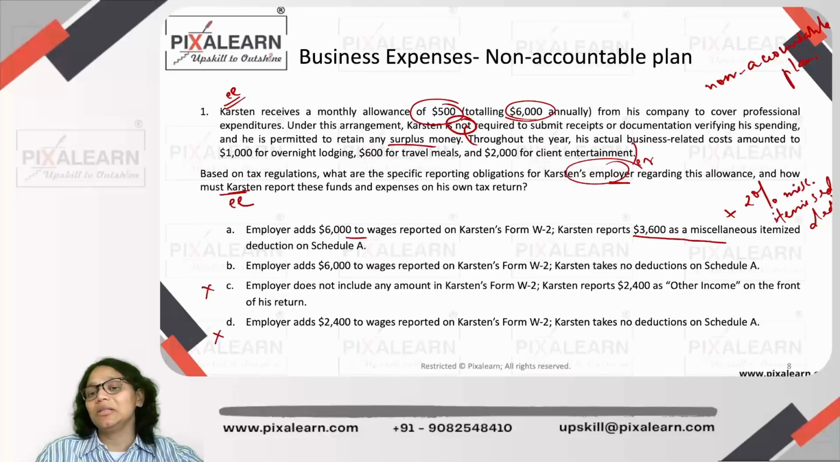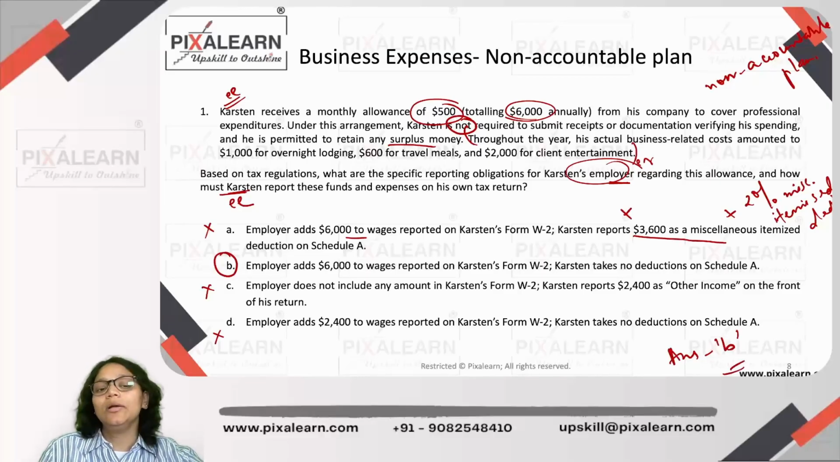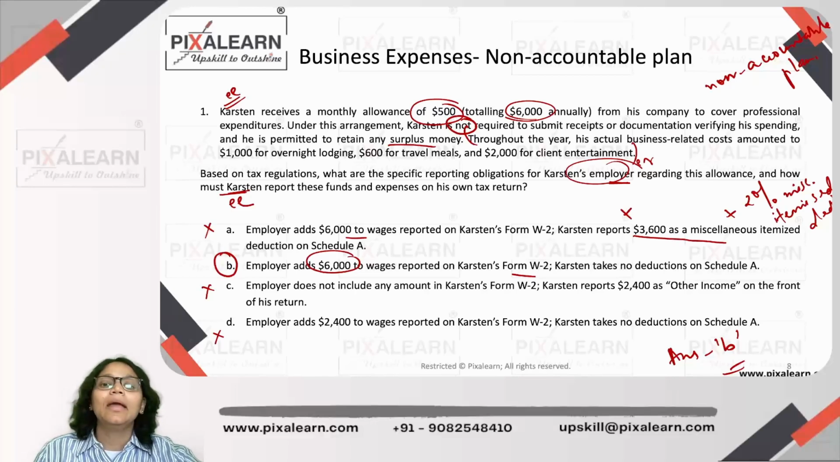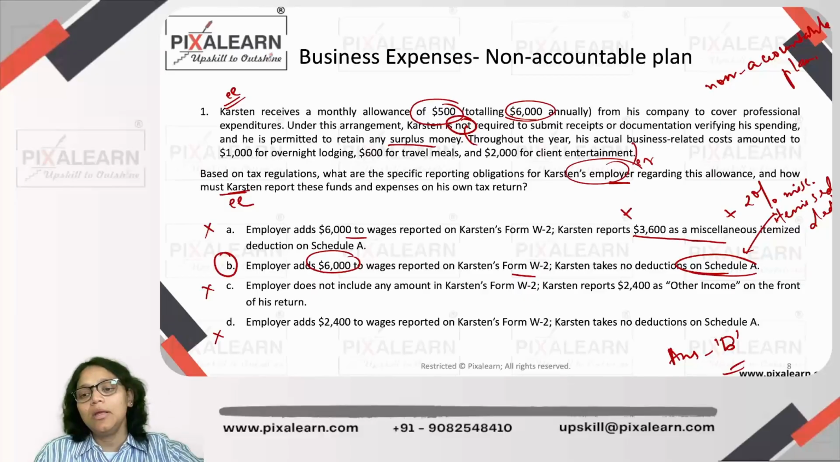So I know that this is incorrect. The only correct answer then becomes B. So the answer for this question becomes B, which is very clear. The employer is going to add it to wages and then report it on Form W-2, which means the employee is going to add it as a part of their gross income. And the employee takes no deductions on Schedule A. So there is no miscellaneous itemized deduction on Schedule A. So the answer becomes B, B for Bombay.